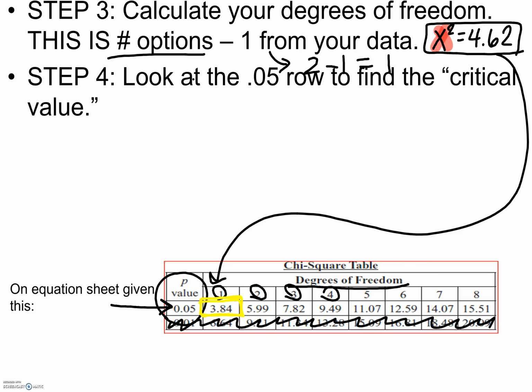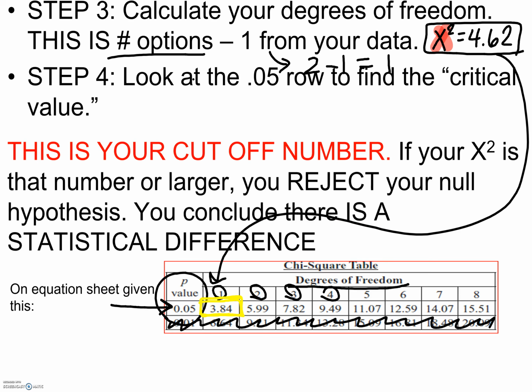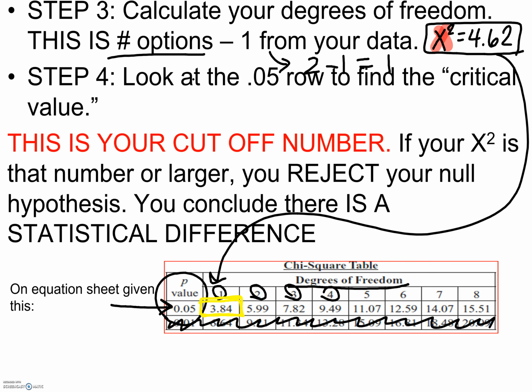Now here's the key to the whole thing. You look at the 0.05 row and find what we call the critical value. Our critical value for this experiment is 3.84. That will be our cutoff number. This is our very last step. If the number we got is bigger than 3.84, then we reject our null hypothesis. There is a statistical difference here. If the number you get is smaller than the critical value, then we accept the null hypothesis. There is no statistical difference.